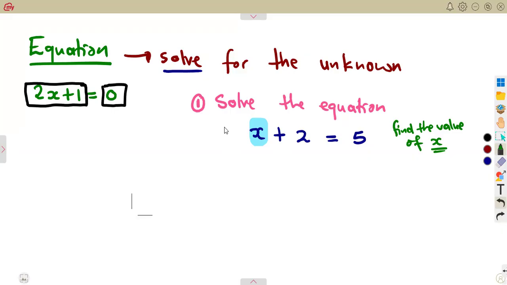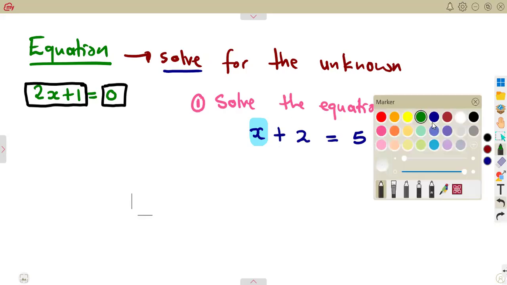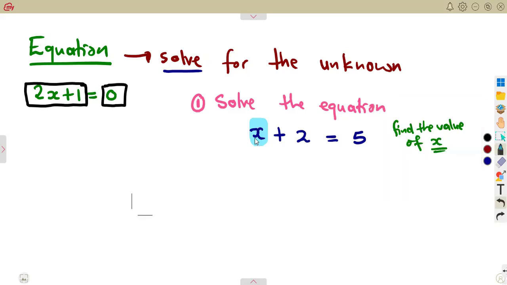Let us take it back to a mental state where we can do it by just looking at this equation. Think of a number that you can put here. You add that number to 2 and you obtain a 5. Which number is that? That is a 3. 3 plus 2 is equal to 5.